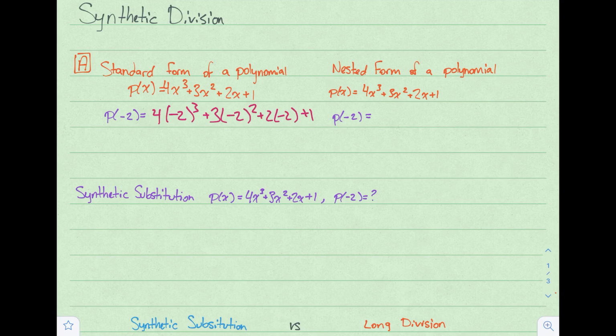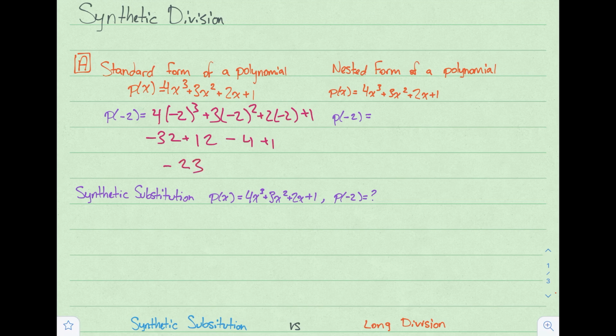So negative 2 cubed is negative 8. 4 times negative 8 is negative 32. Negative 2 squared is 4, and 3 times 4 is 12. 2 times negative 2 is negative 4, plus 1. And then find the sum. Negative 32 plus 12 is negative 20. Minus 4 is negative 24. Plus 1 is negative 23.